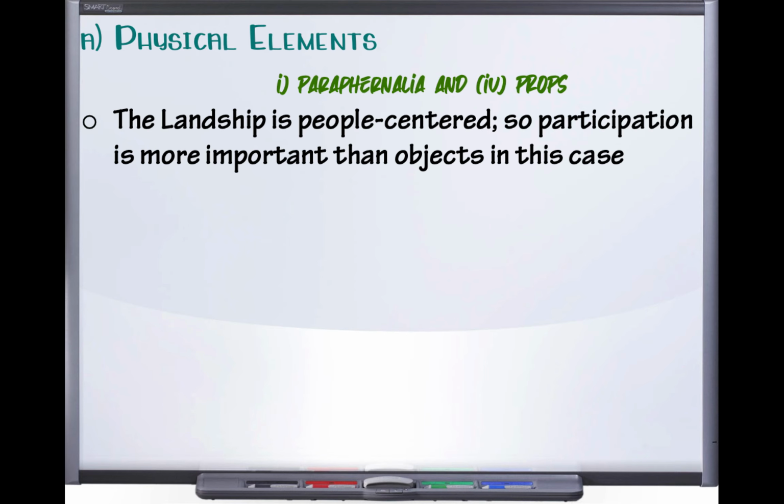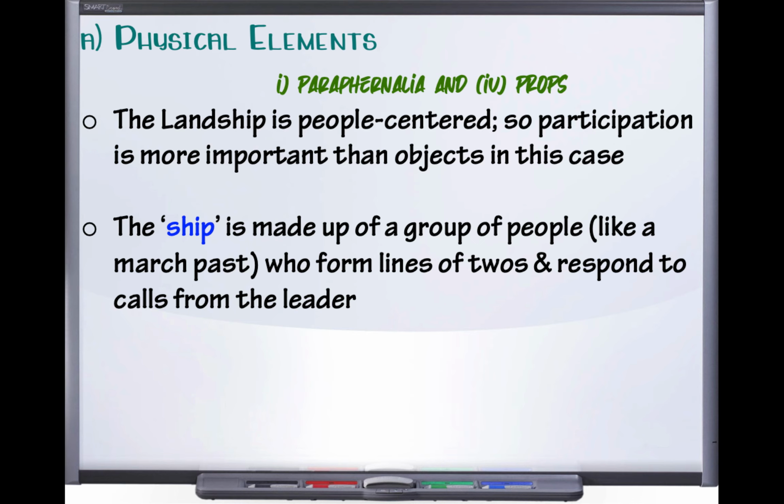The thing about the landship, as opposed to other cultural forms, is that the people are like the props. The people are the main part of this practice. It's not to say there are many items that are symbolic in the landship, but of course there are still things that need to be present for it to happen. So each community group is called a ship. It will be a group of people, and they line up in 2 lines, and they respond to calls from the drill master.